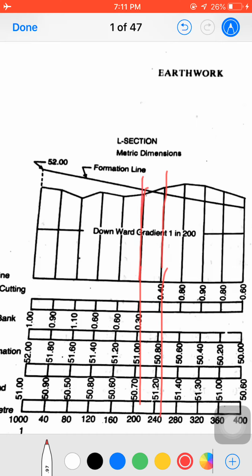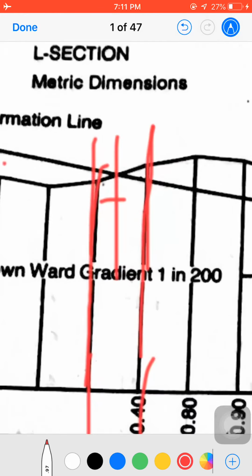Okay, at this station it passes from banking to cutting, so we need to calculate this distance as well. Okay, it meets at 0 point somewhere, so we need to calculate both the distances. Okay, so take this distance as x.